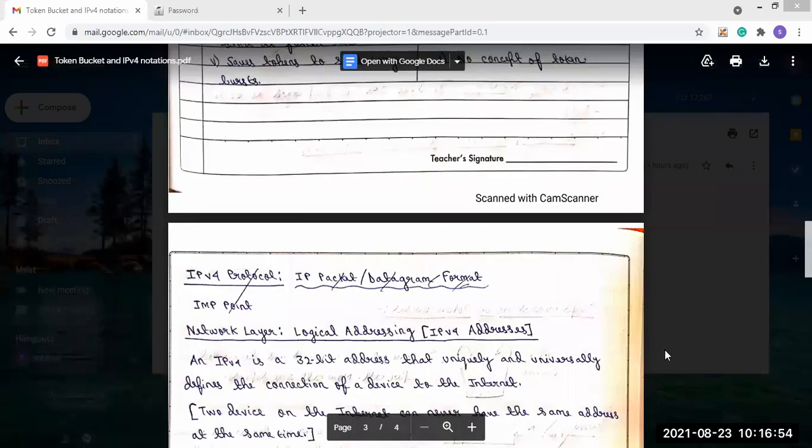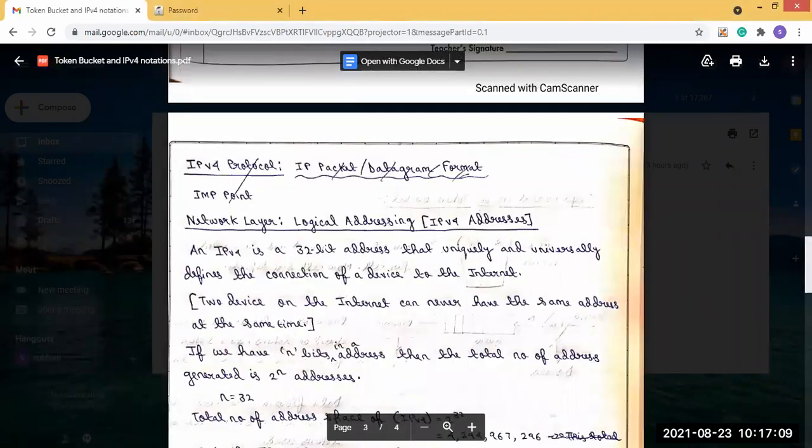Now, two devices on the internet can never have the same address at the same time. This is also applicable to the two devices that are present on the internet. Why should it be said that two devices cannot have the same address at the same time? Let's understand through an example.